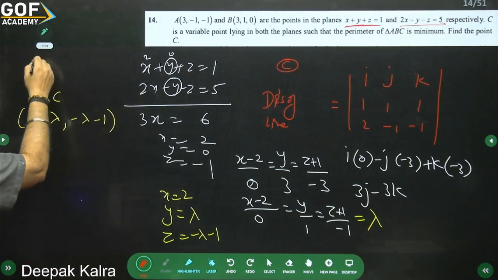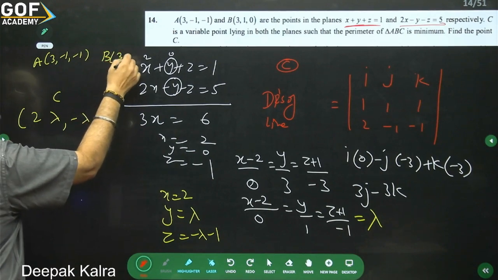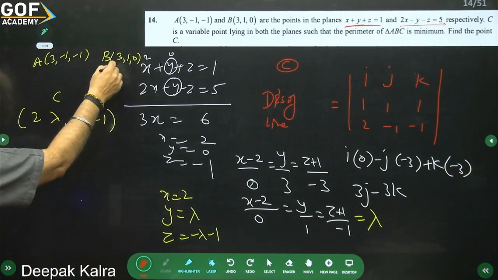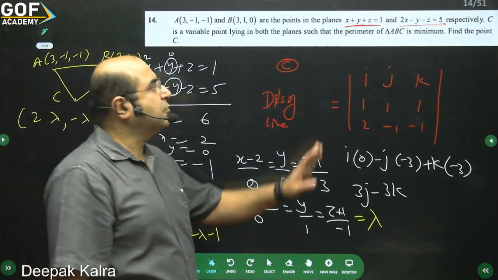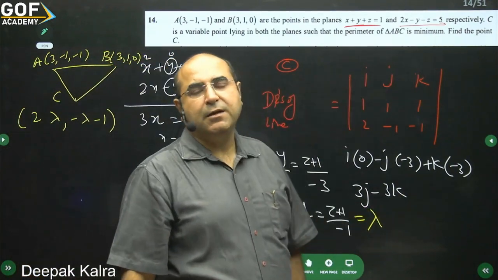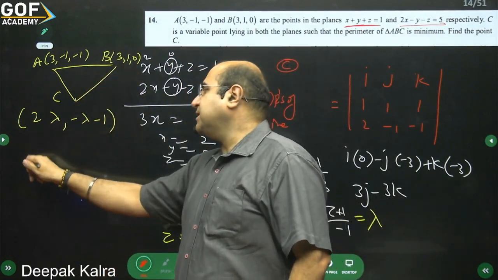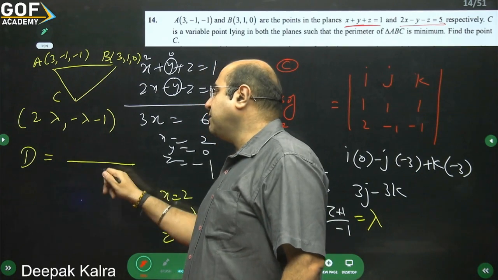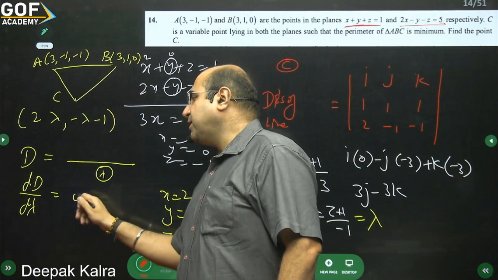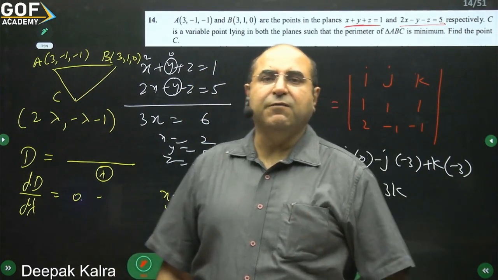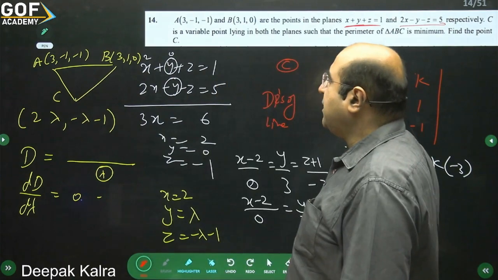A and B are with you. So this is the triangle formed. Its perimeter should be minimum. You see that? What do you have to do? You have to find the distance, and assume it as d. It is in terms of lambda. Calculate dd by d lambda, equate to 0, find the maxima or minima and get the value of lambda. You understood? Shall we proceed?